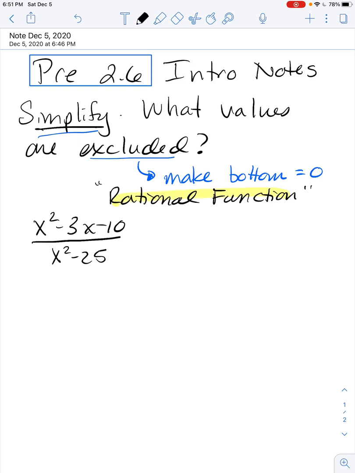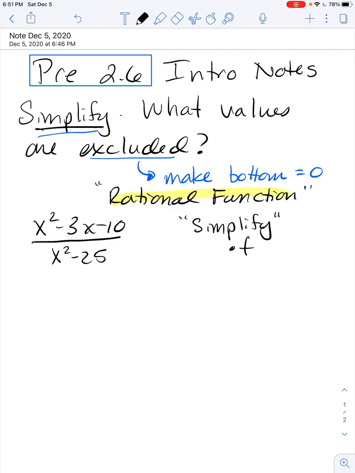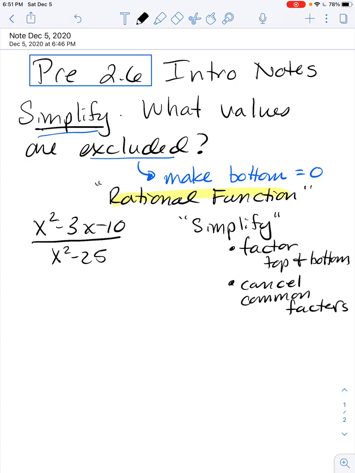Sounds exciting. So how do you go about simplifying? Basically, if you're told to simplify, and that'll be the starting point for what we do in 2.6, the first thing that you're going to do is factor the top and the bottom. And then you're going to cancel common factors. It's like reducing.